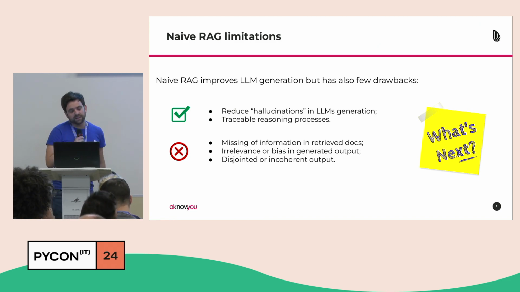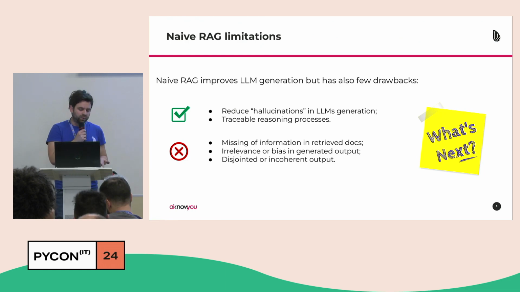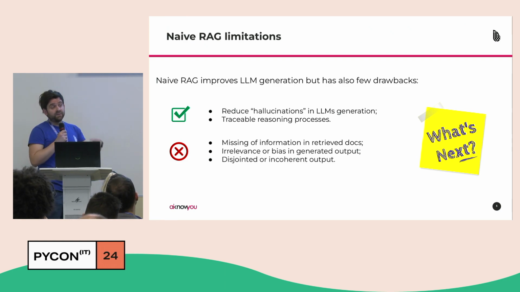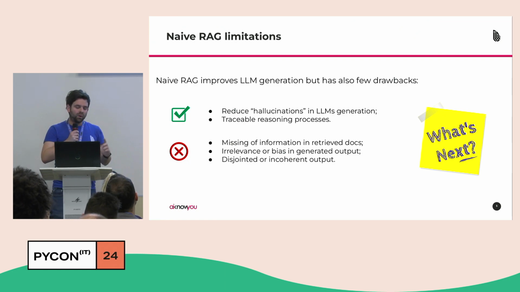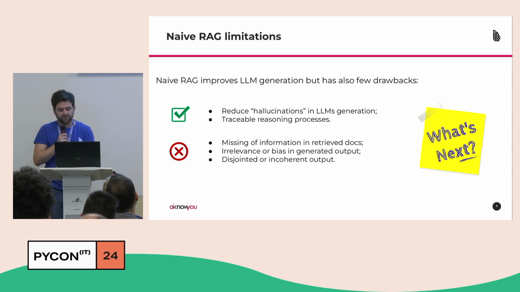But even in the naive RAG implementation, we miss some points. So there is missing information in the retrieved docs. If the retrieval model is not so convenient, the generated output can be irrelevant, biased, or toxic, or even more, if we combine issues in the retrieval and in the generation part, the output can be incoherent or disjointed.